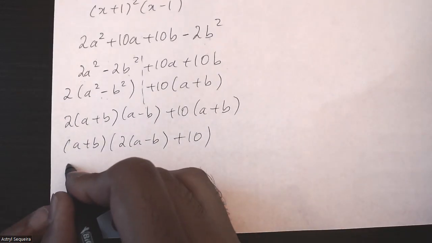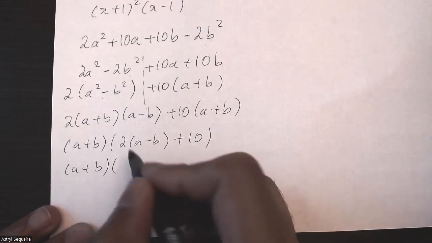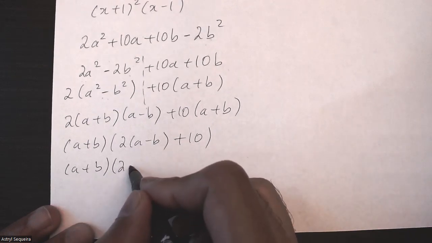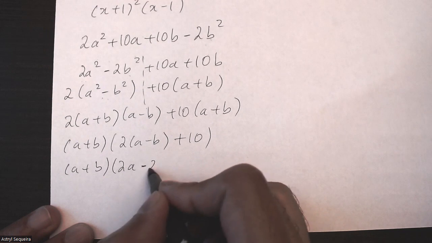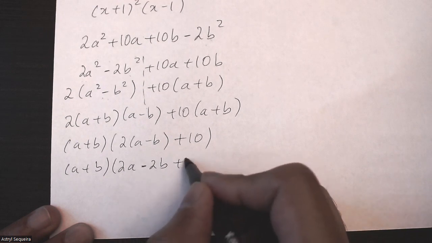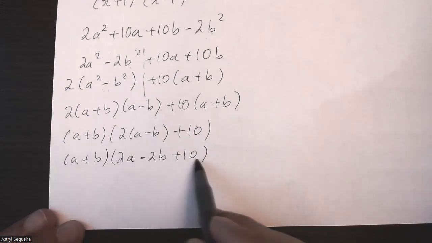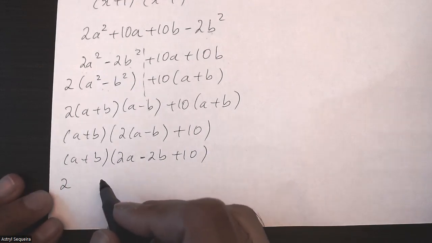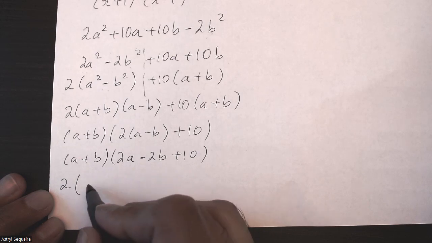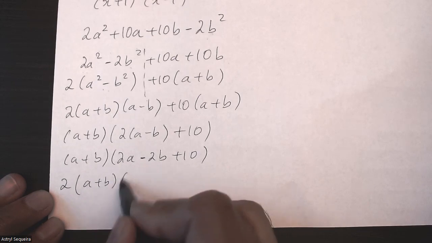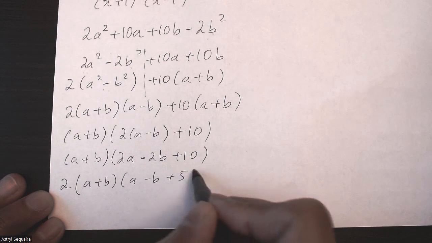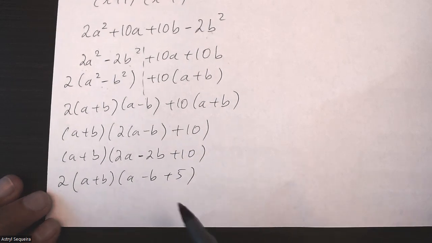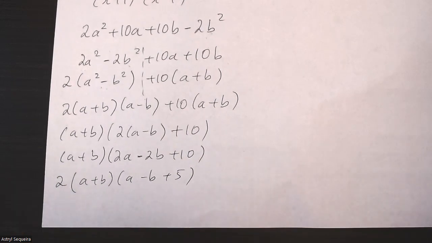Then I just want to multiply this 2 into the bracket. That's 2a minus 2b plus 10. And then I can common factor 2 out of this bracket. And that is my final solution for this one. So like I said, bonus question at the end, an extra difficult one. If you're aiming for 90s in your test, you want to know how to do that one.